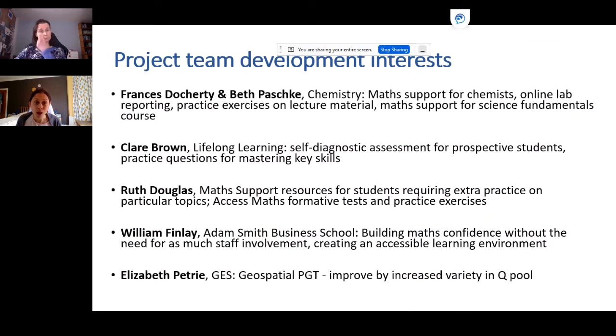So these are just some of the potential development interests that different people have for this project. The main purpose really of the project is to create a resource that anyone at the university could use with a bank of questions, maths questions that are most commonly useful to different subject areas. So that's the main aim, but within that, these are some of the more specific development interests of people within the team. And with that, I will hand over to Elizabeth.